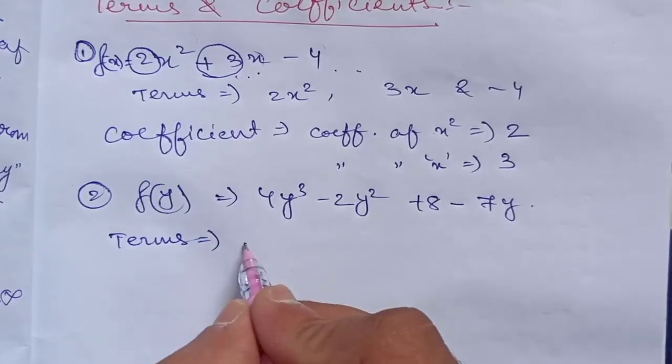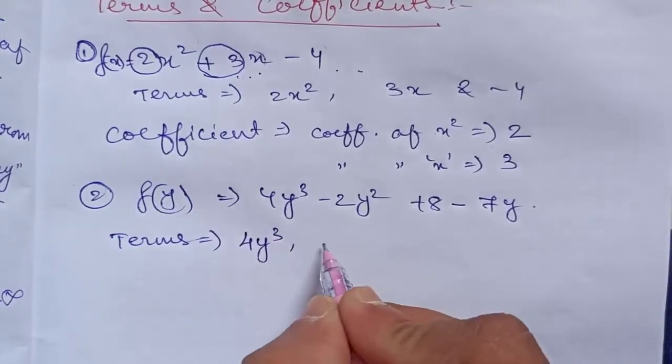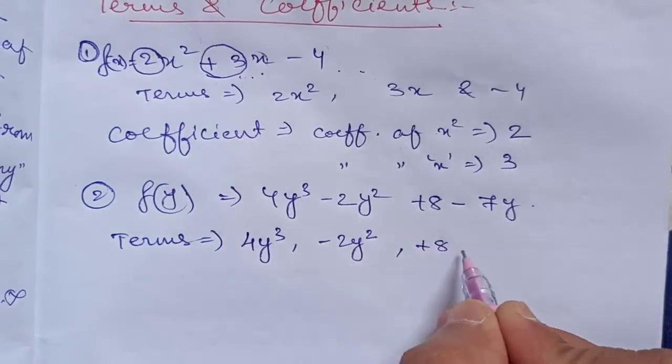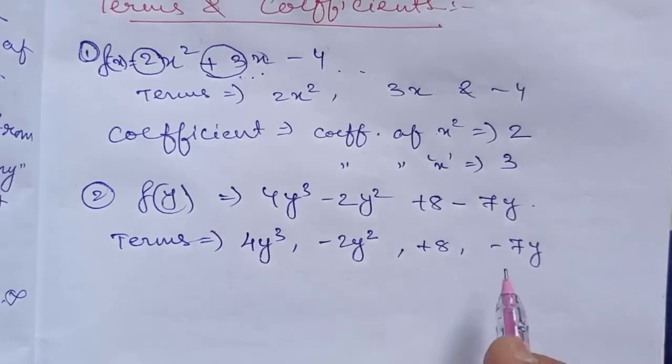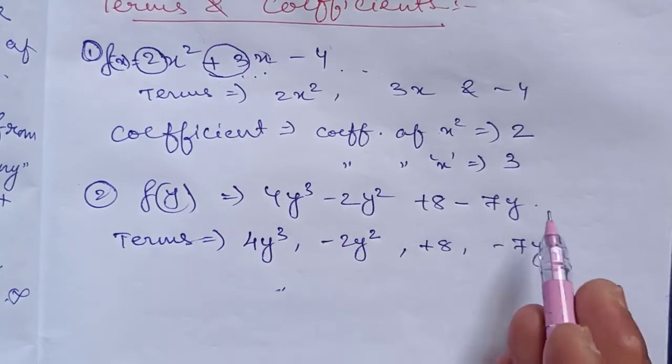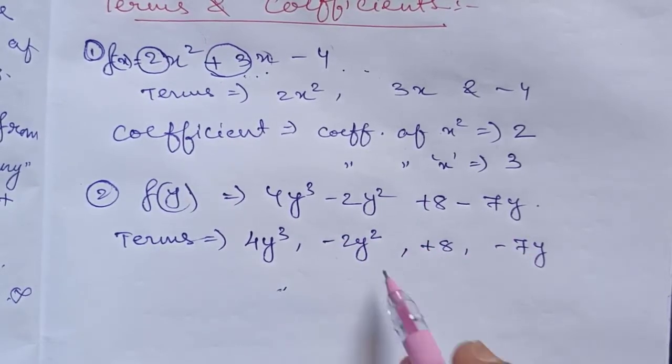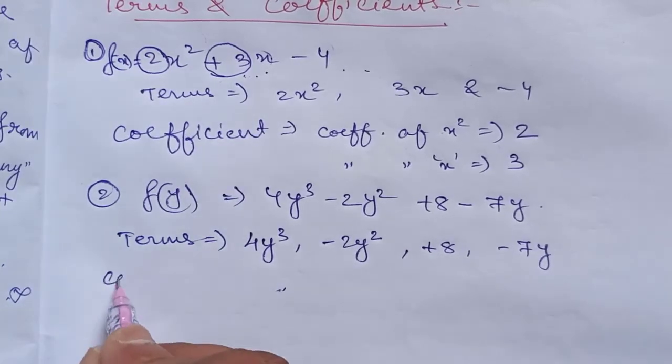In the second example, how many terms does it have? It has 4 terms. Okay, 4y cube is one term, minus 2y square is the second term, plus 8 is the third term, minus 7y is the fourth term. So this expression contains 4 terms.